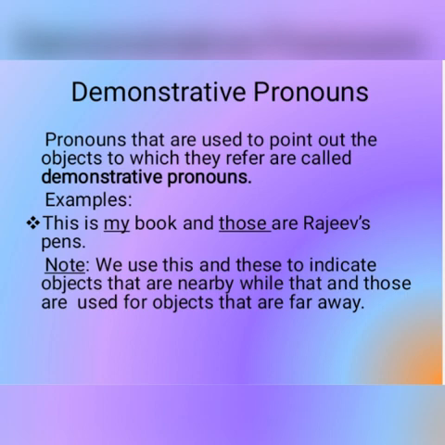We use this and these to indicate objects that are nearby, while that and those are used for objects that are far away. But we use all these words, this, that, these, those, whenever we want to point out an object in a sentence.